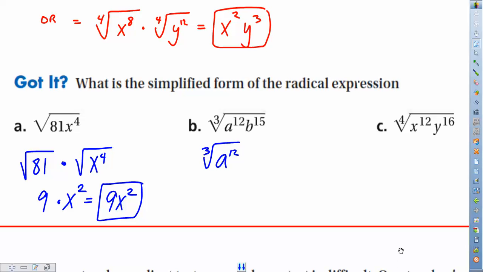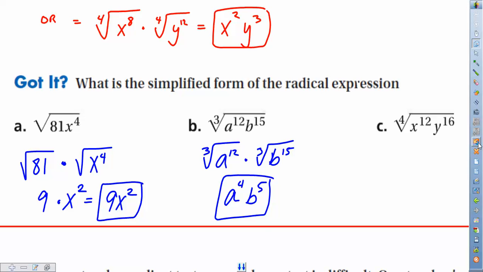Cube root of a to the 12th. Let's multiply that by the cube root of b to the 15th. Let's use that trick. Take that 12, just divide it by that 3. What's 12 divided by 3? Yep, 4. And then 15 divided by 3 gives you 5. Awesome, right? That trick does work. It works all the time.